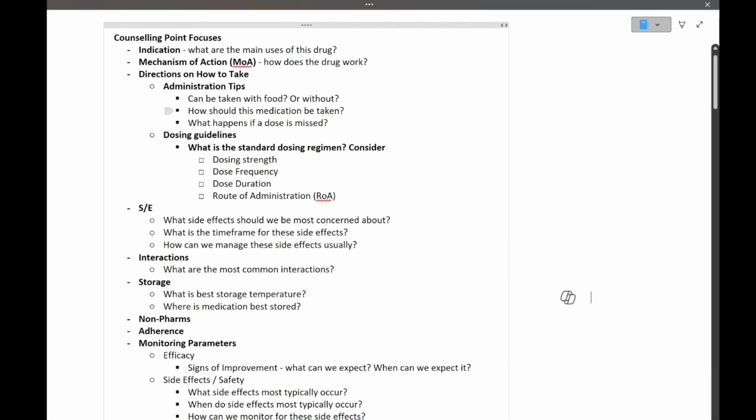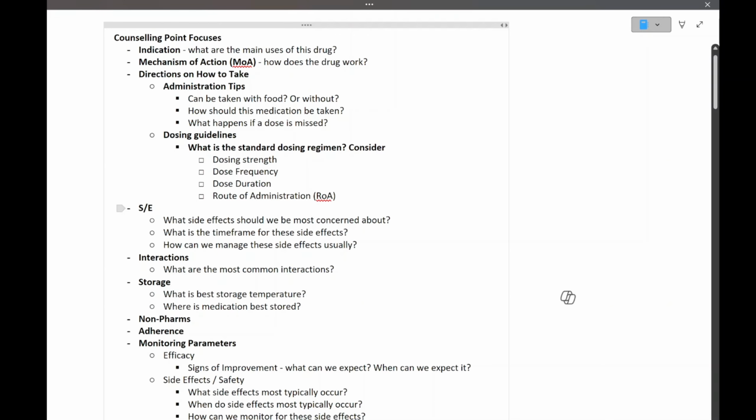how this medication should be taken, what happens if a dose is missed, and then dosing guidelines, including what is the standard dosing regimen, where we would consider the dosing strength, the dose frequency, the dose duration, and the route of administration.